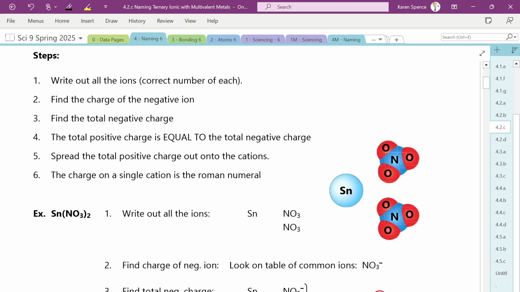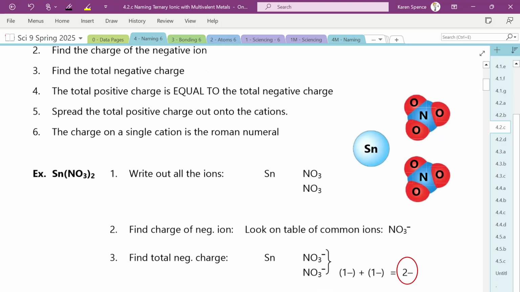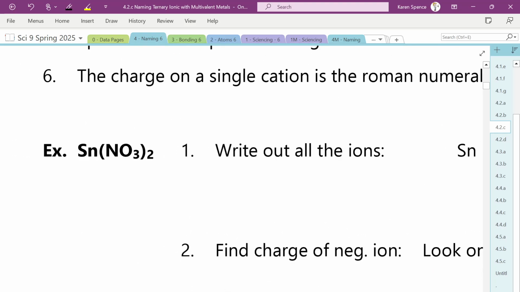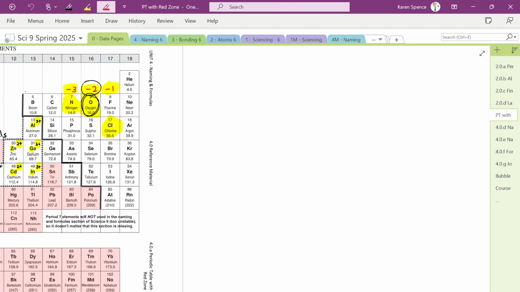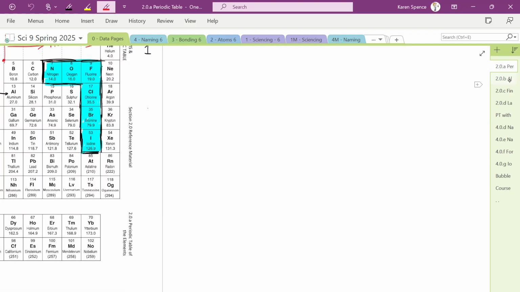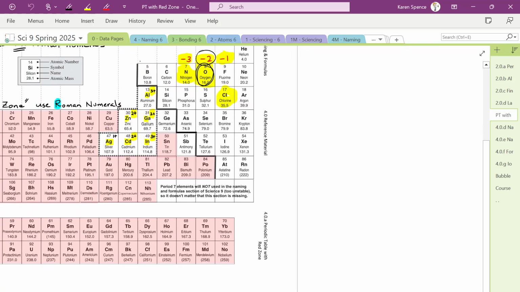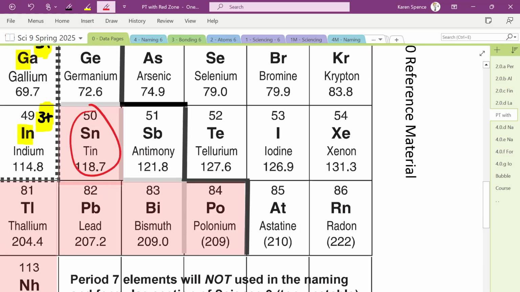Just like the others. Okay, so what we're going to do is take a look at this formula, Sn(NO3)2. The first thing we're going to do is say my first ion is Sn, and my second ion is the NO3. So we look at Sn and we say, is Sn in the red zone? And the answer is, Sn is indeed in the red zone. So it needs a Roman numeral.